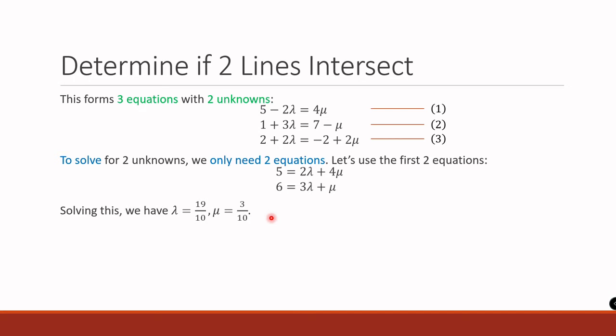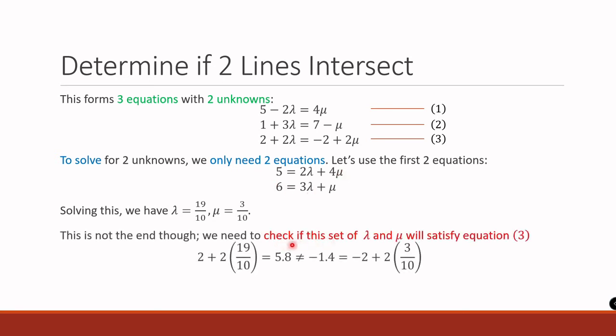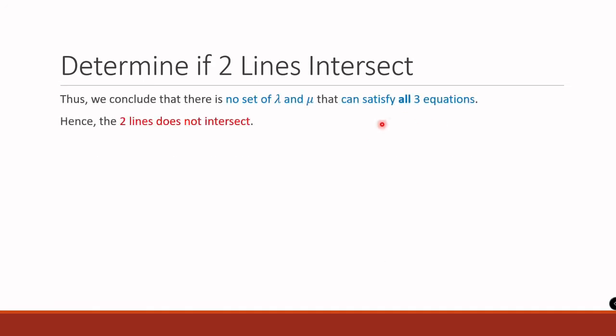But this is not the end, because our job is to make sure that it satisfies all three equations, not just the first two, because I only made use of the first two. So I need to check if this set of mu and lambda satisfies equation 3. Go on and substitute the values inside. The left hand side is equal to 5.8. For the right hand side, it's actually equal to negative 1.4. So obviously they are not equal. So what we can conclude is that it cannot satisfy all three equations. Therefore, the two lines do not intersect. There's no solution that satisfies all three equations.